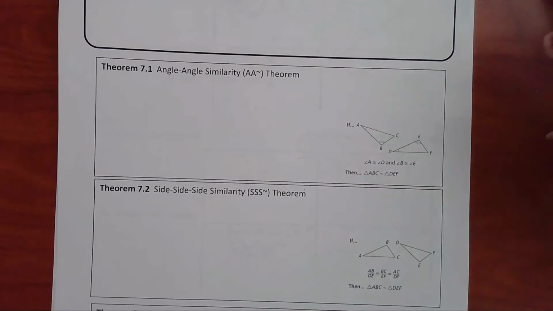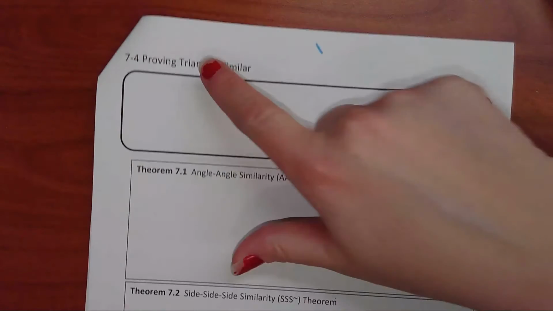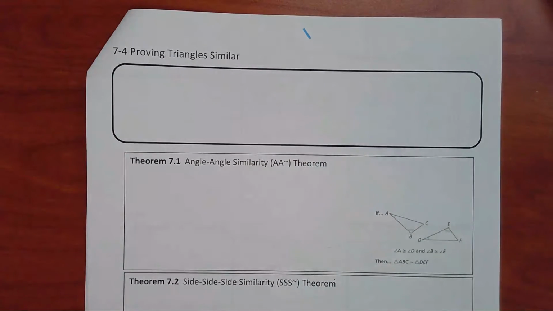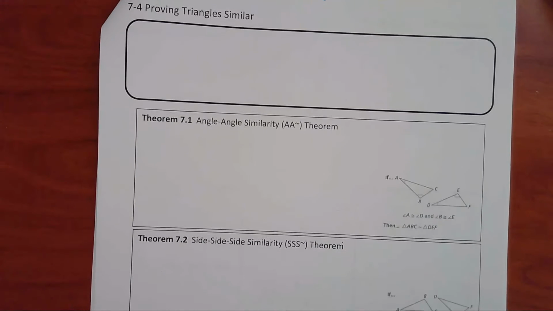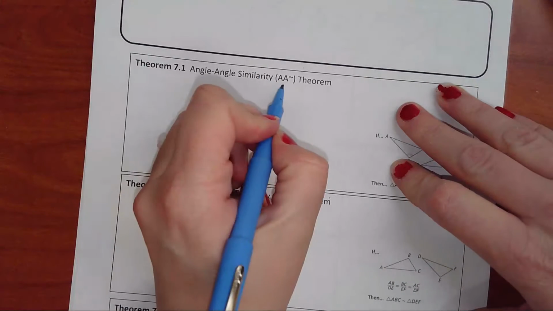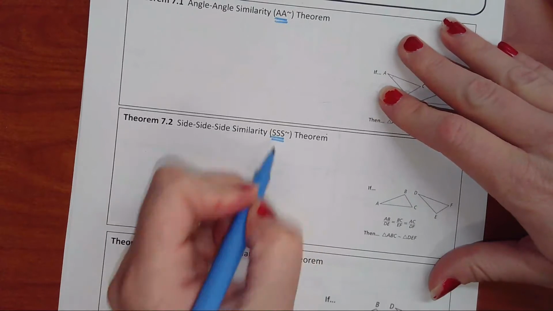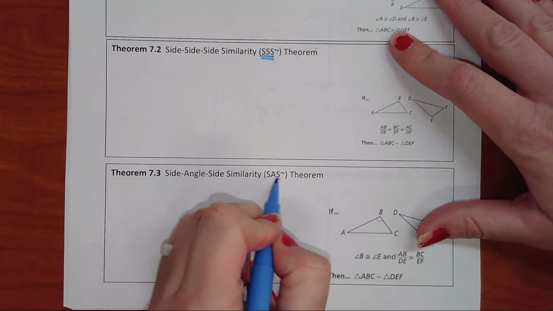All right, today we're going to talk about triangle similarity. So we have talked about triangle congruence. It's kind of the same thing-ish, but good news is there's only three options. There's angle, angle, side, side, side, and then there's side, angle, side.